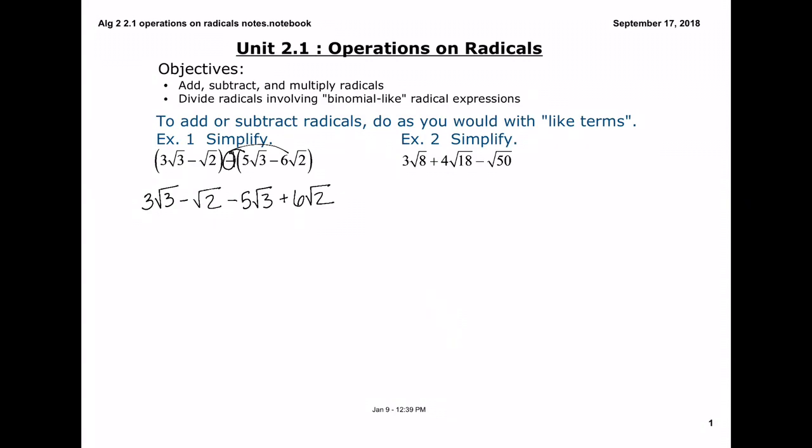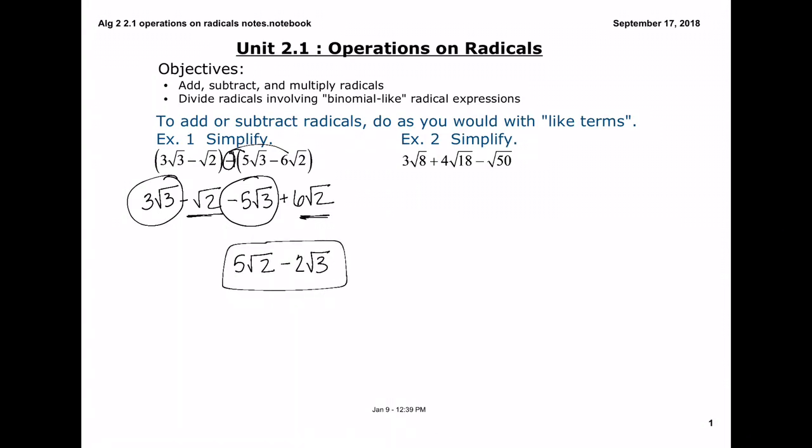We then need to combine our like terms. So negative root 2 plus 6 root 2 gives us 5 root 2. And 3 root 3 minus 5 root 3 gives us a negative 2 root 3. We cannot simplify any further.